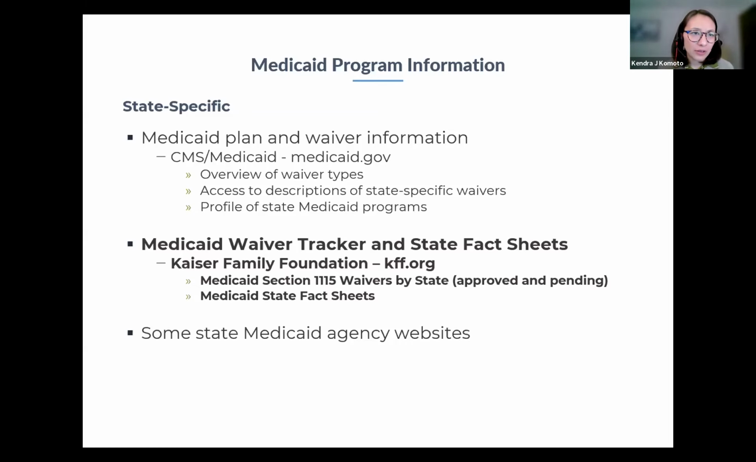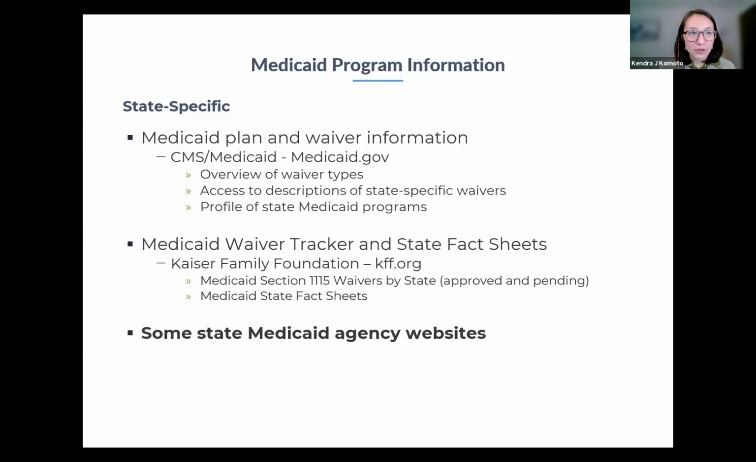And then KFF also has state fact sheets. You can select a state for summary information on enrollment, eligibility, expansion status, some basic demographic information, expenditures by enrollee type and service, that FMAP, federal state share information, summaries of some utilization type, like what proportion of births in each state are covered by Medicaid.